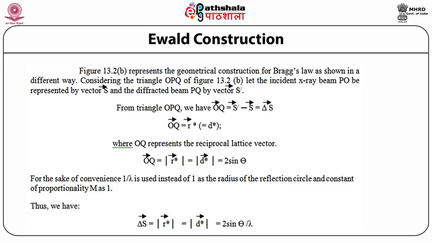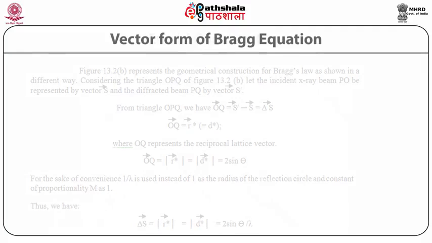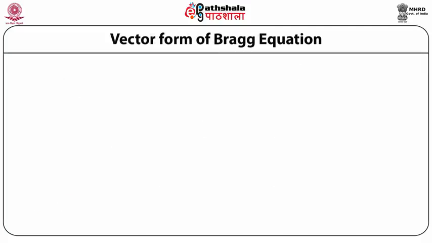Thus we have modulus of delta S vector equal to modulus of R star vector equal to modulus of D star vector, which is equal to twice sine theta by lambda. Vector form of Bragg equation.